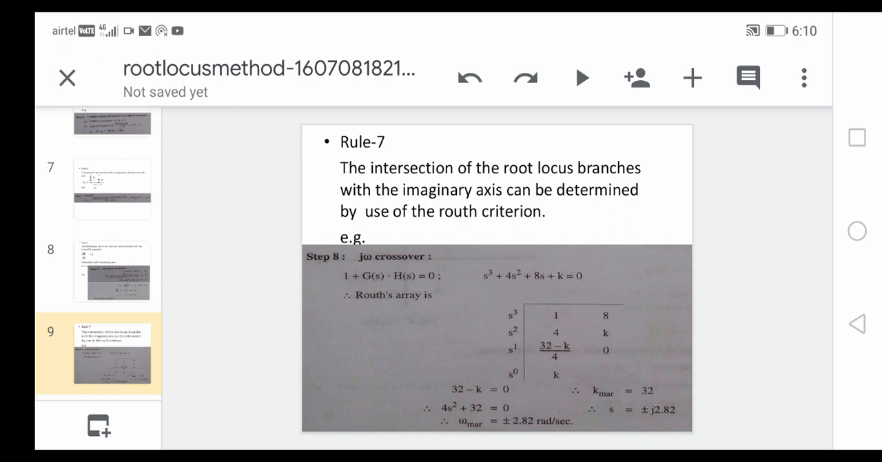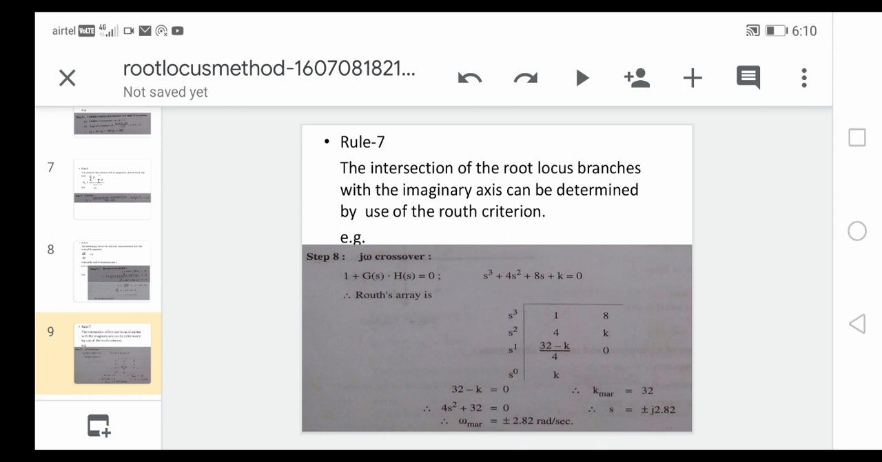How? It is (32 minus k) by 4. When this value is equal to 0, the system is marginally stable. Whenever this value is equal to 0, the complete row becomes 0, and according to Routh criterion, if a complete row is equal to 0, the system is marginally stable. At marginal k equal to 32, you are going to get marginally stable.